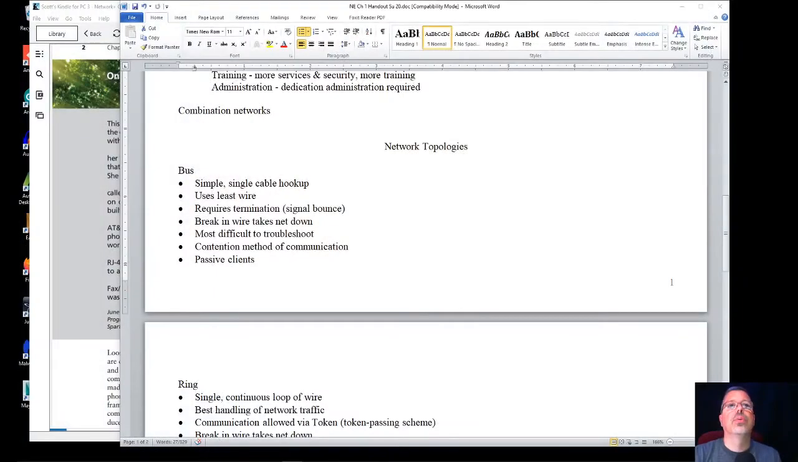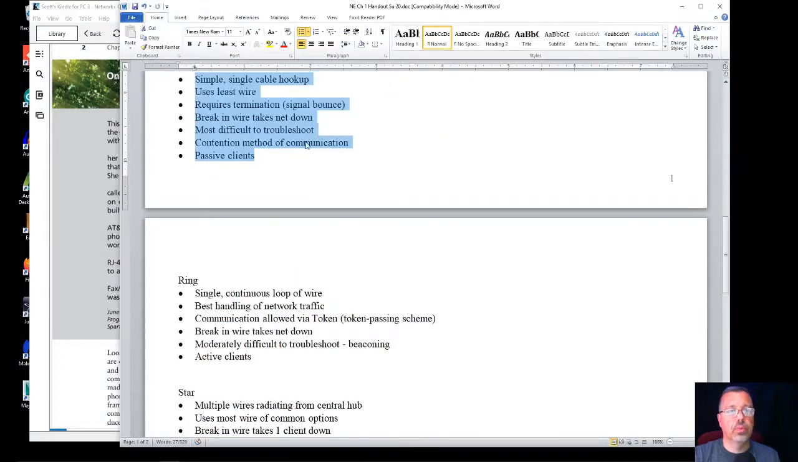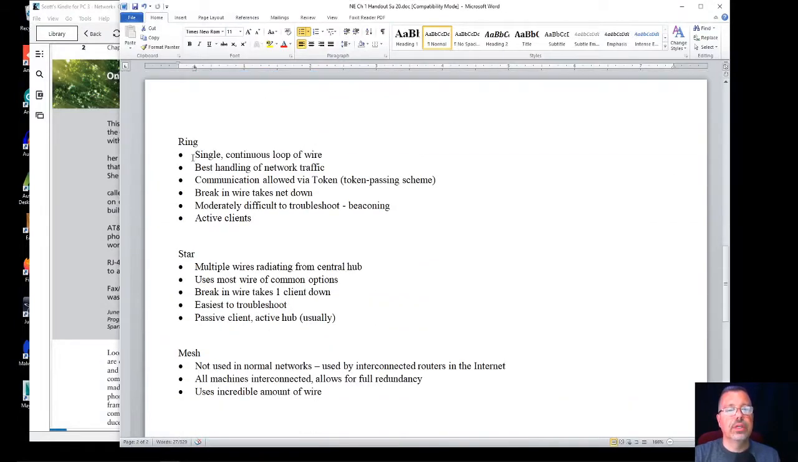Okay, so let's see if I got all these. So ring: single continuous loop of wire. Yep. Best handling of network traffic. Got it. Communication allowed via token and the token passing scheme. Did that. Breaking a wire takes the whole network down. Yep. We do get beaconing. Moderately difficult to troubleshoot, but only because I have to log in and actually do a packet capture and understand the physical arrangement of my network to know how everything's wired up.